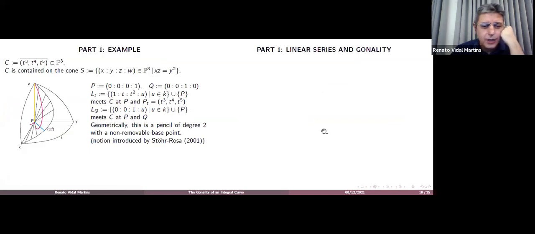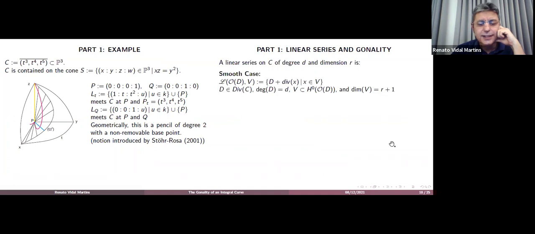So now I'm going to formalize these things. A linear series on C of degree d and dimension r, in the smooth case, is a pair of a divisor O(D), V, where D is a divisor, the degree of D is d, V is a subset of the global sections, and the dimension of V is r+1.